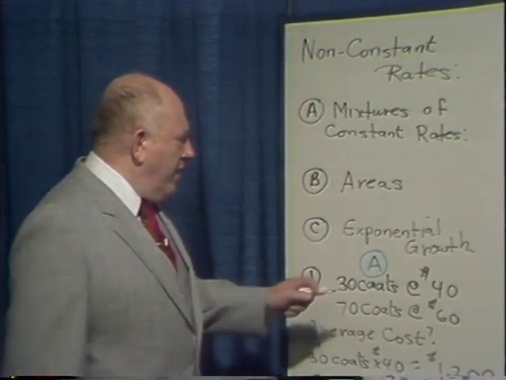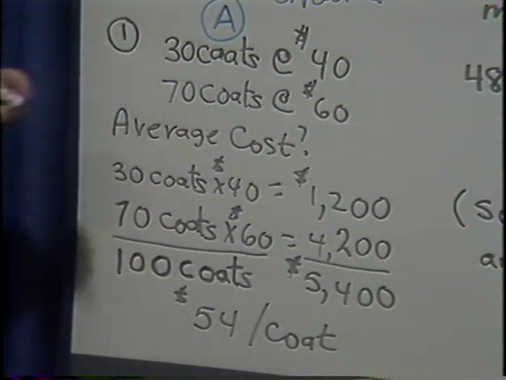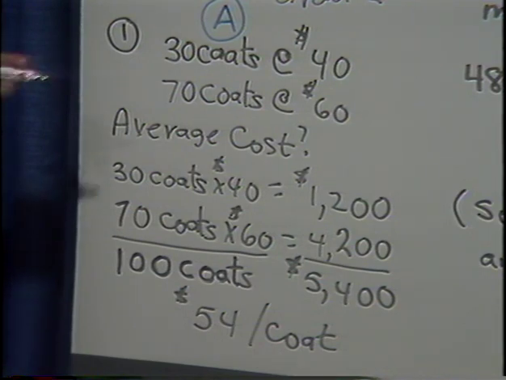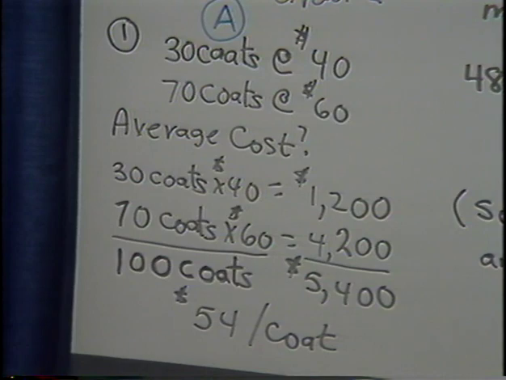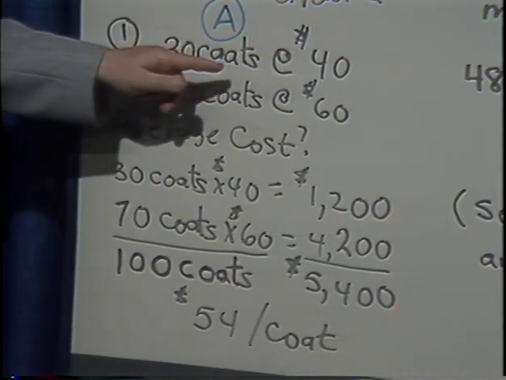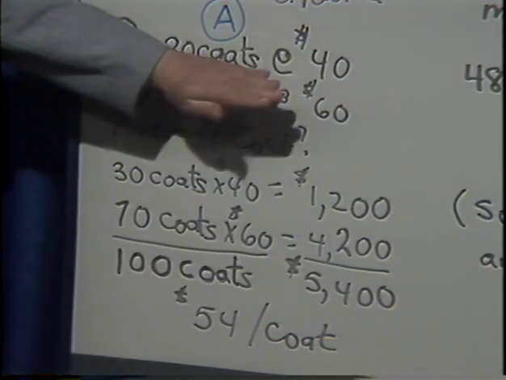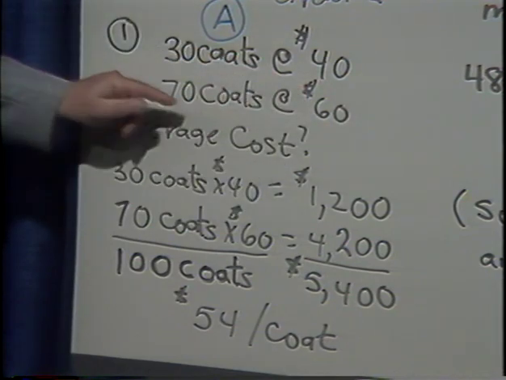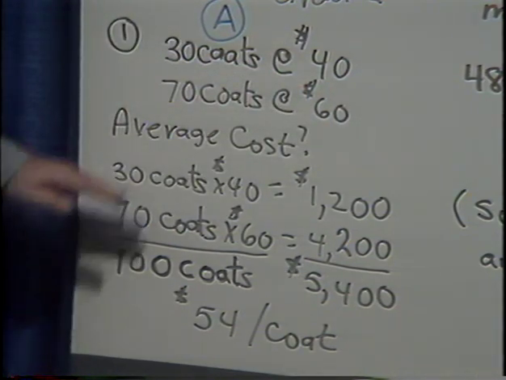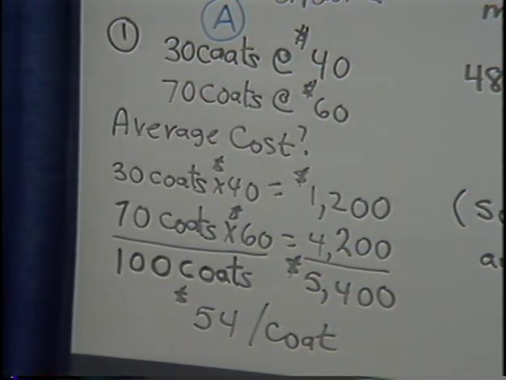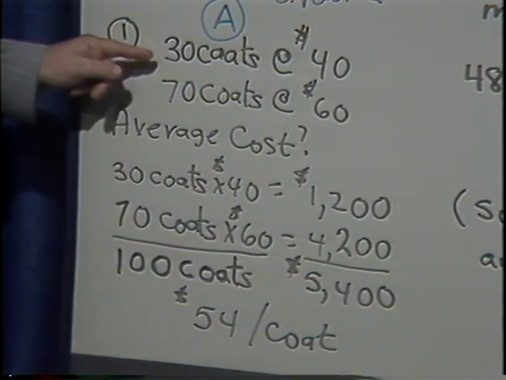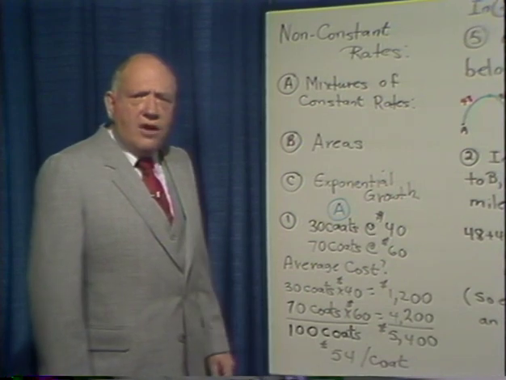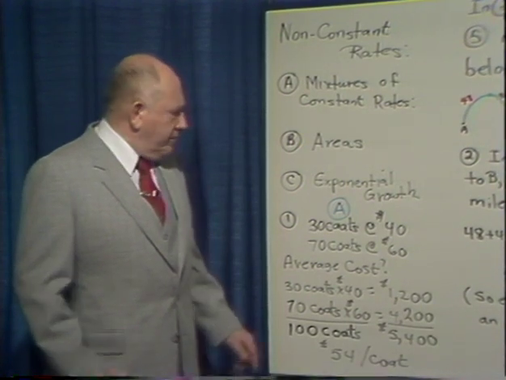But let's start with type A first, and that's the mixture of constant rates. And we've dealt with this before in different contexts. Suppose as a merchant, I go out and I buy 30 coats at $40 each. You see, that's a constant rate problem. Now I go out and I buy 70 more coats, but these coats are $60 each. That's another constant rate problem. So what I've done is I've purchased coats at 2 different constant rates.